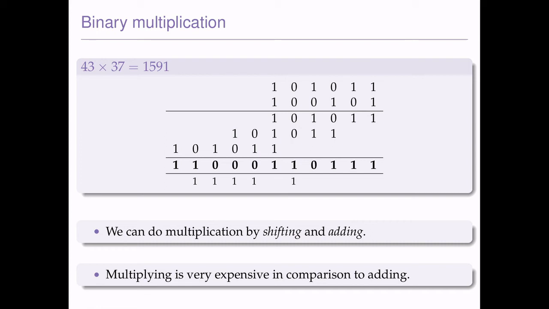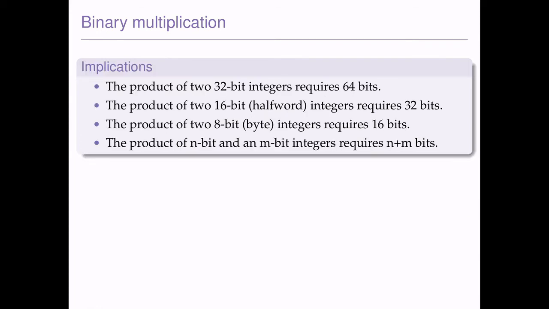So with that in mind, here's some key information to keep in your head. The product of two 32-bit integers, or words, requires 64 bits. The product of two 16-bit integers requires 32 bits, and the product of 2 bytes requires 16 bits, or 2 bytes. To generalize this, the product of an n-bit and an m-bit integer requires n plus m bits.